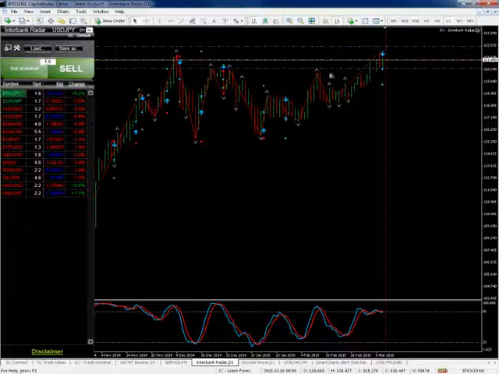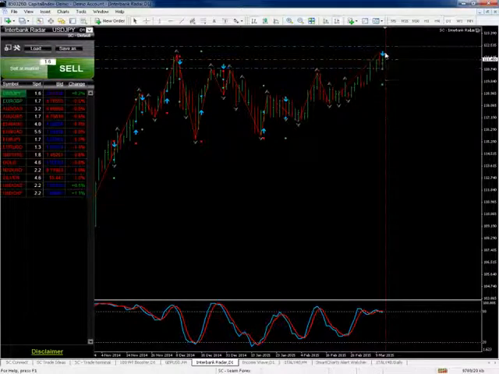So it is giving higher highs. The stochastics indicator is giving lower highs. So there is a divergence. There's a very clear divergence here. Hence the alert there.